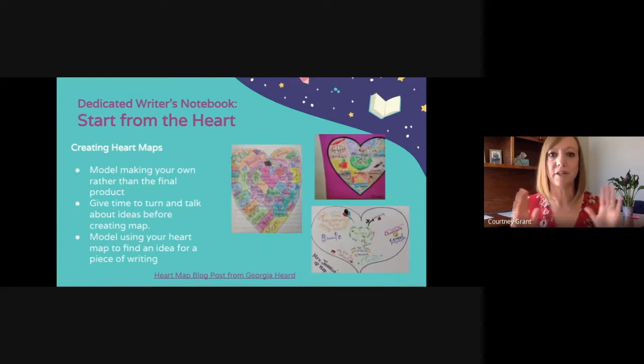These can be done on large paper and folded and taped inside the first page, or they can be done right in the notebook, or they could be displayed in the classroom for use when you need them. Whatever you decide to do, whether you make them plain or whether you make them artful, there's no wrong way to do it, but make sure that students are able to use them as a tool and a resource to go to their heart for writing inspiration.